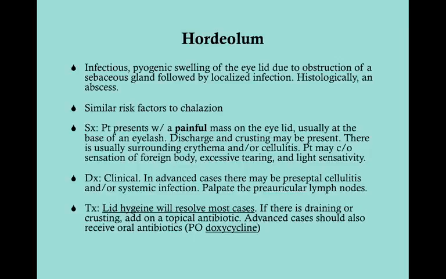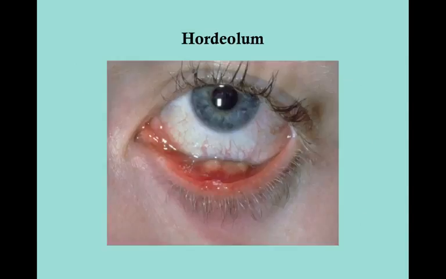Treatment-wise, though, you're pretty much doing the same thing as chalazion, just with an added step here. You'll do the lid hygiene, and if there is draining or crusting, you should add on a topical antibiotic. If there are advanced cases, such as if there is preauricular lymphadenitis or if there's preseptal cellulitis, you should also give the patient an oral antibiotic. Typically, doxycycline is the treatment of choice.